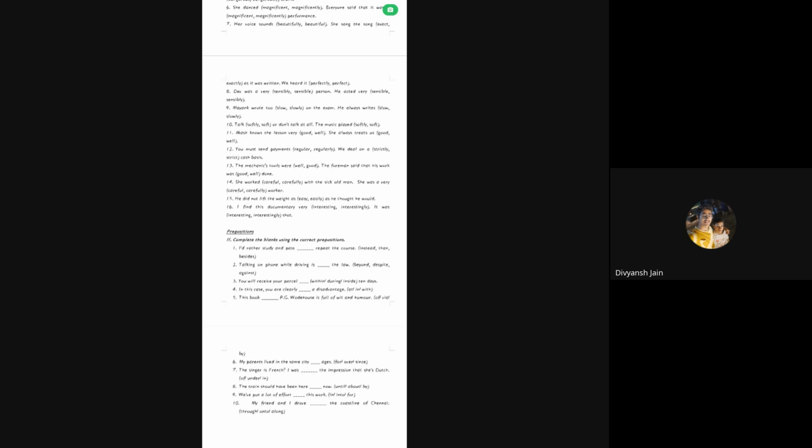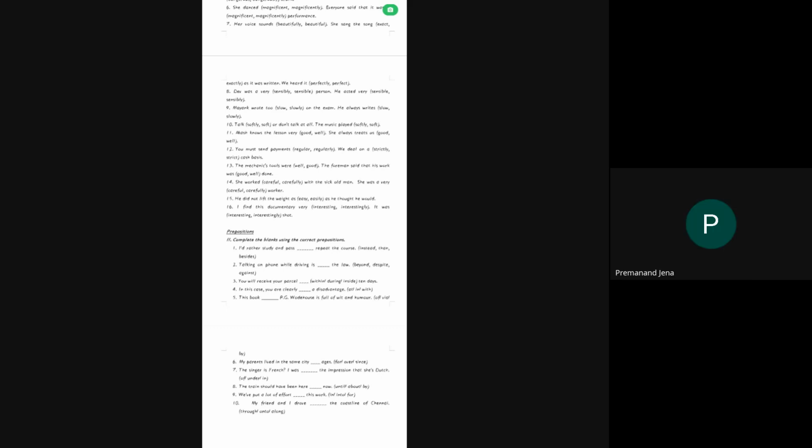Next: she always treats us good or well? Well. Good is an adjective alone. You cannot use the word good as an adverb. It has to be well here because you're talking about how she treats, so it's the verb that is being qualified. So again, you'll use well, not good. She always treats us well.